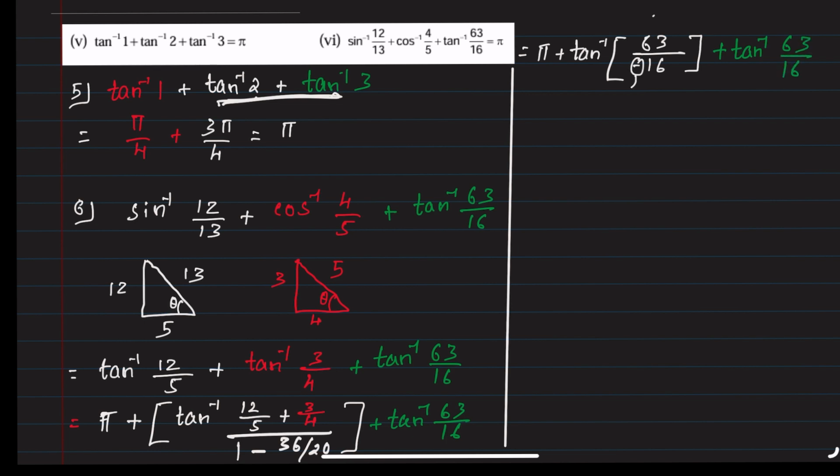This minus sign can be taken out. We can write pi minus tan inverse 63 by 16 plus tan inverse 63 by 16. Minus and plus tan inverse cancel out. The final value is equal to pi.